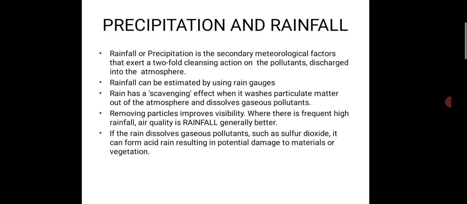If the rain dissolves gaseous pollutants such as sulfur dioxide, it can form acid rain, resulting in potential damage to materials or vegetation.